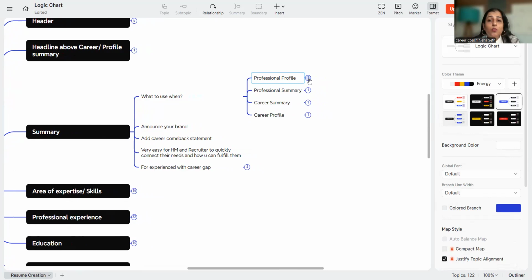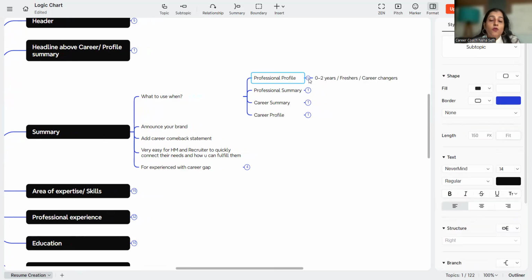So the first one being the professional profile. If you are somebody who is having 0 to 2 years of experience, or you are a fresher, or you are a career gapper of having more than 2 years of career gap, then you should be using the word professional profile there. Next is professional summary. If you have 3 to 7 years of experience, that is early to mid, then you should be using the words professional summary.